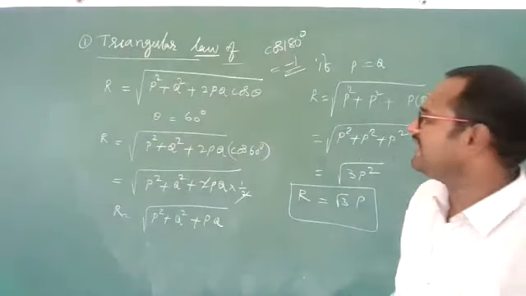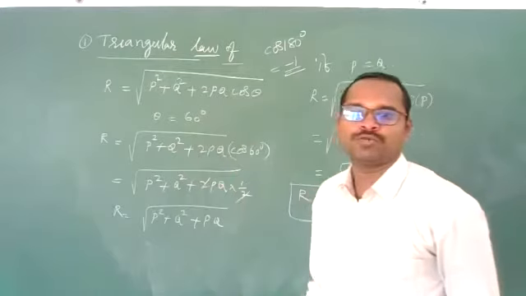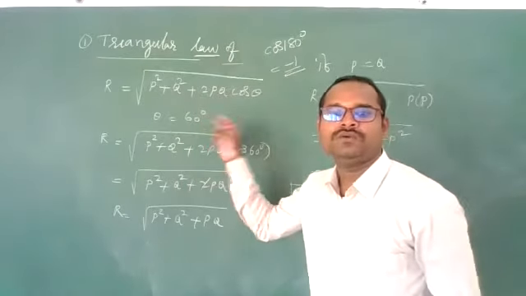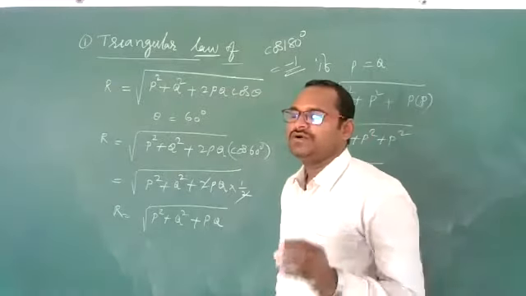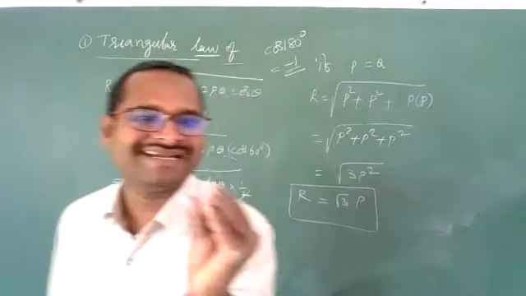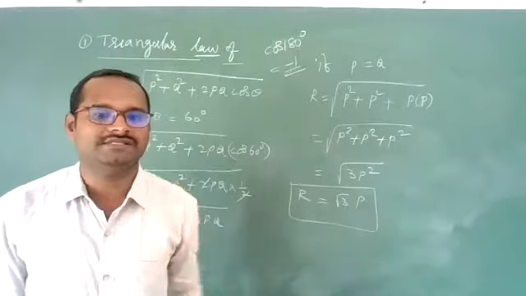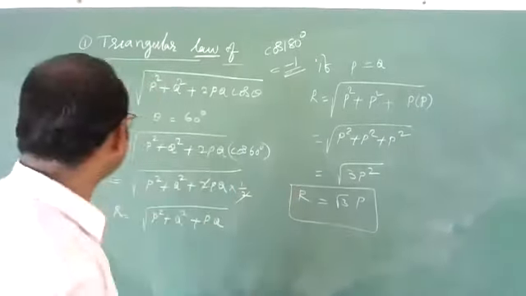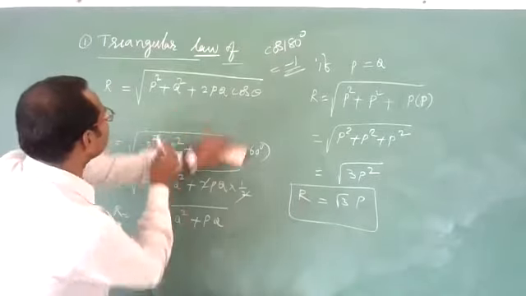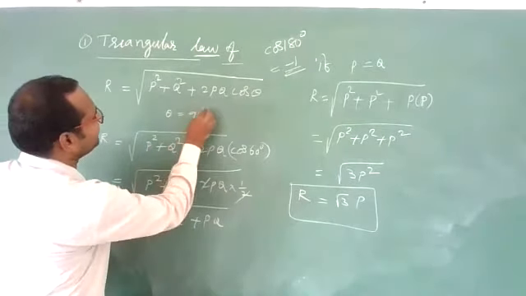Similarly, they may ask you if they are making a 90 degrees angle, how much? If they are making a 120 degrees angle, how much? Like this, they may ask you. So mainly you should remember 90 degrees, 60 degrees, and 120 degrees. They are very important. Let us take 90 degrees. Let us suppose theta is 90 degrees.